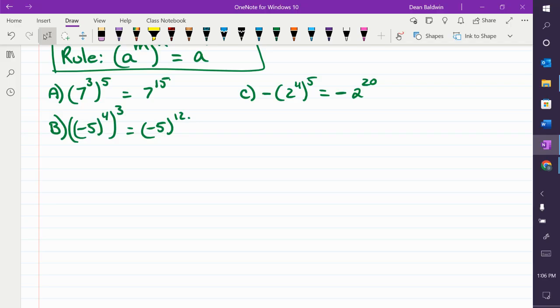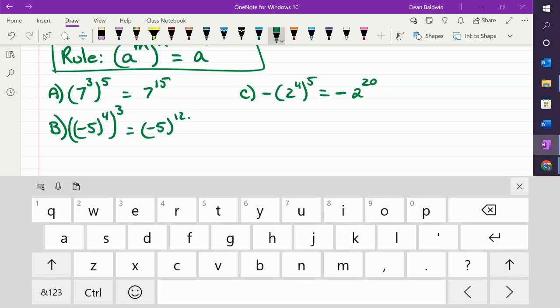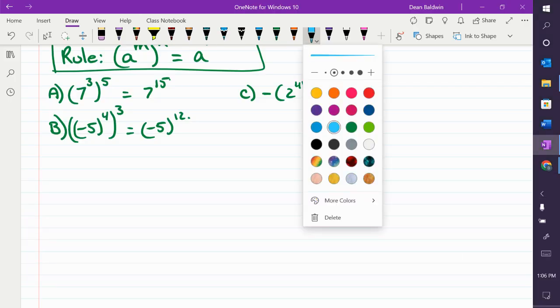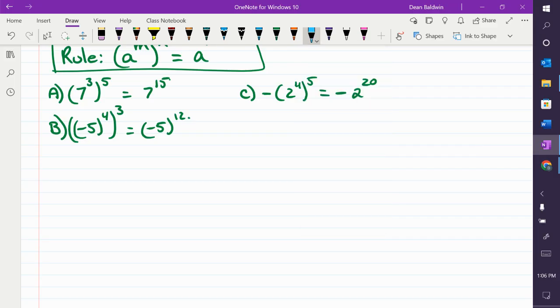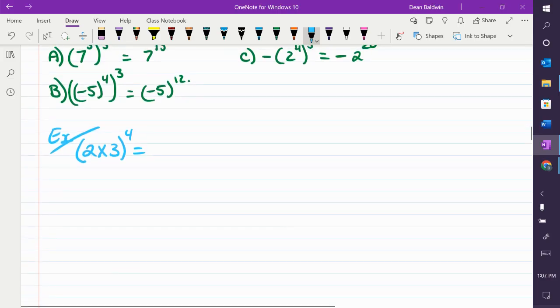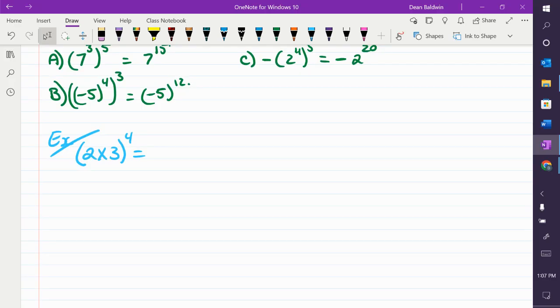Okay. What about this? 2 times 3, to the power of 4. So that means, hang on, you're right. It is 6 to the power of 4. But that means there's a 2 and a 3 all raised to the power of 4. So everything in the brackets, 2 times 3, has to be done 4 times.